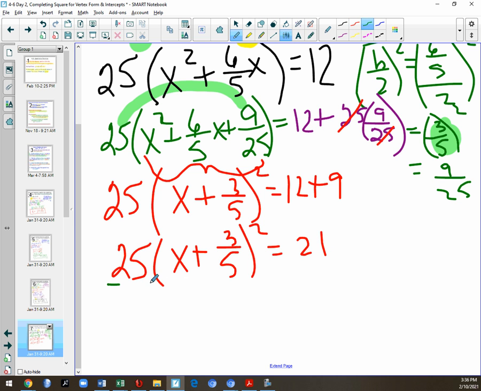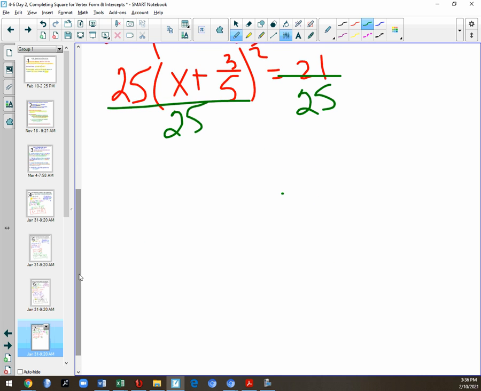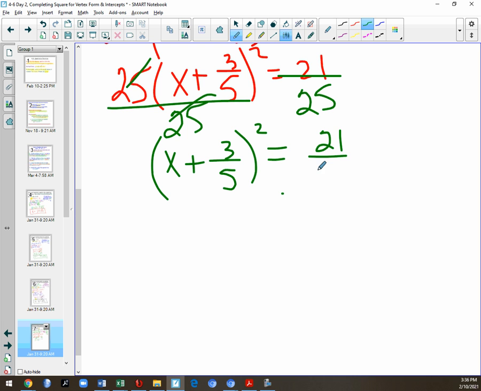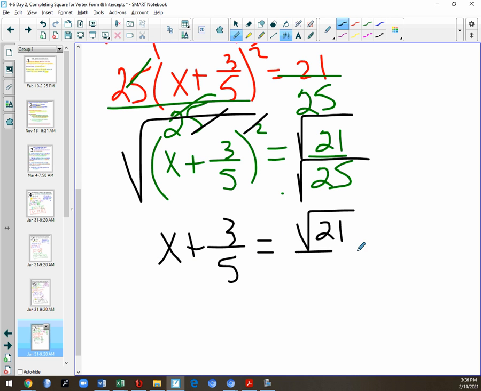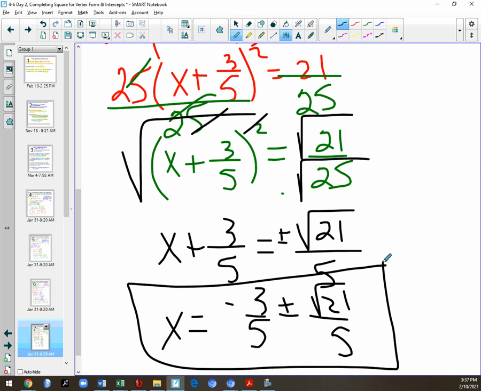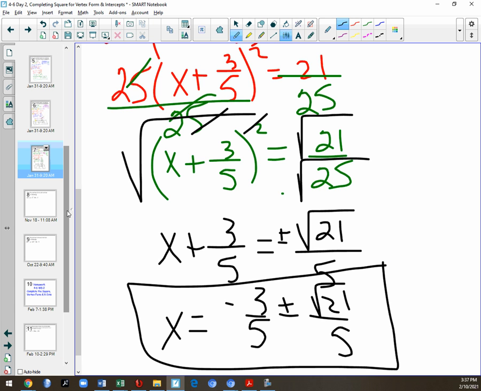So now to solve for this, I'm going to divide both sides by 25. So I have x plus 3/5 squared is equal to 21 over 25. Now we're going to take the square root of the top and of the bottom. Those cancel out, and I'm left with x plus 3/5 is equal to the square root of 21 over 5 plus or minus. Now I need to bring over that 3/5 by subtracting it. And then that is going to be your lovely little x-intercepts. Okay, 2 more problems and we're going to be done.